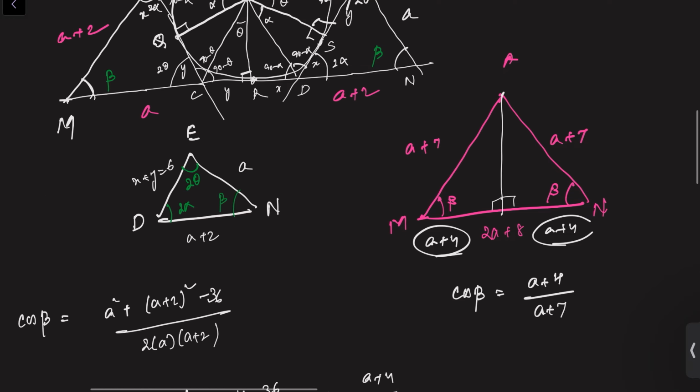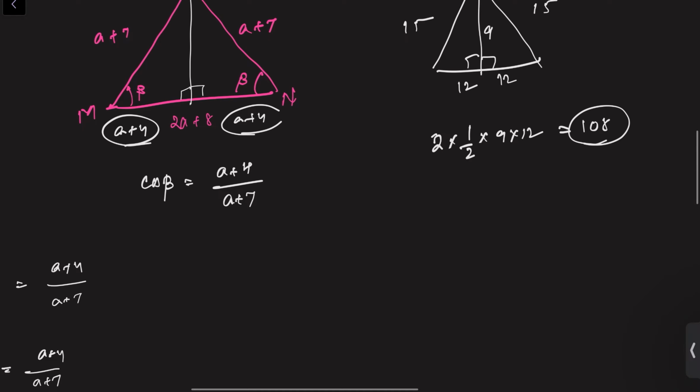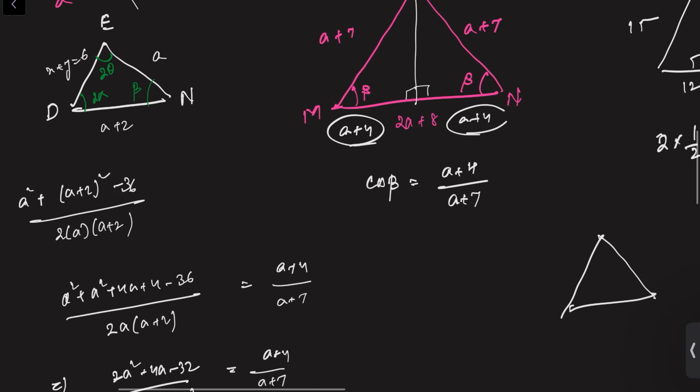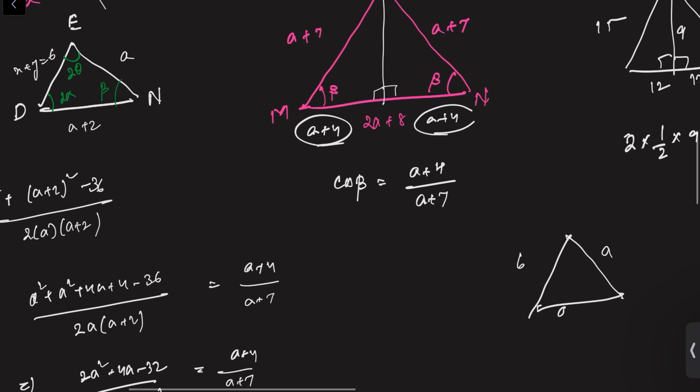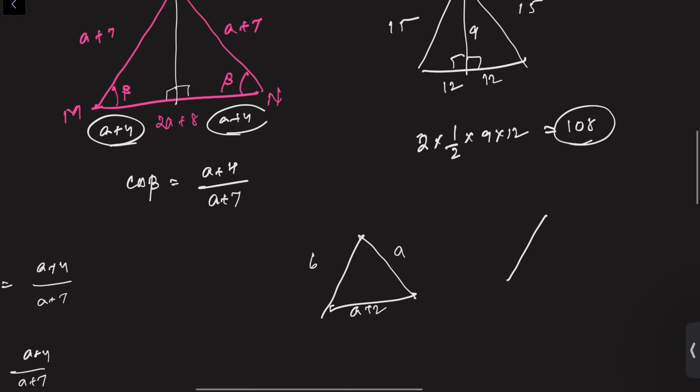Now the area of the small triangle EDN. The small triangle EDN has side lengths 6 and a plus 2. Since we got a as 8, this is 6, 8, 10. So that means it is also a right triangle.